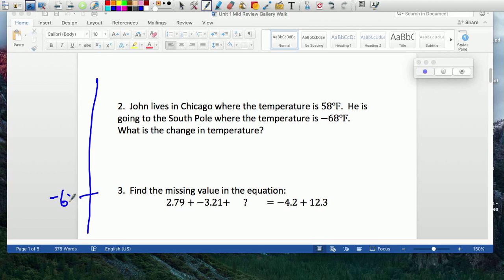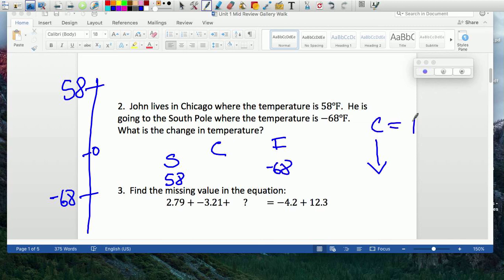And minus 68, and you're going to 58. That's 0. So changing temperature obviously is going to be a decrease. Right, so you have 58, it's going to be a decrease. So again, you have the start, which is 58. You have the change, which we're looking for, and the final temperature. Final temperature is negative 68. So the change equals final minus start. So you get final negative 68 minus the starting temperature, and I believe it's 126. And that makes sense because it's a decreasing temperature.